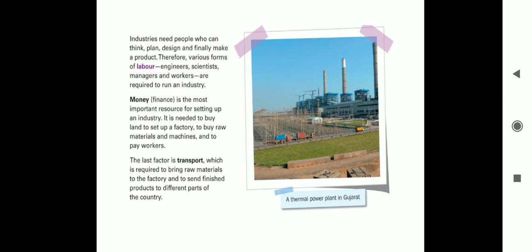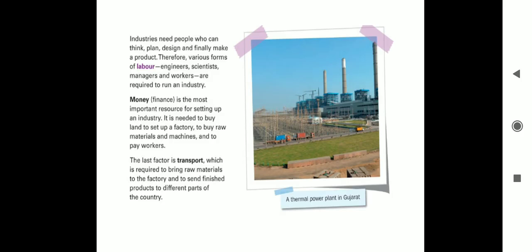So here we studied the factors needed for industries. First, the basic commodities that are used, that are raw materials. Then next are the machines, because raw materials just lying there will not be fruitful. We have to use machines. To run machines we need power. Power is electricity. Then we need people who can think, plan, work, design.